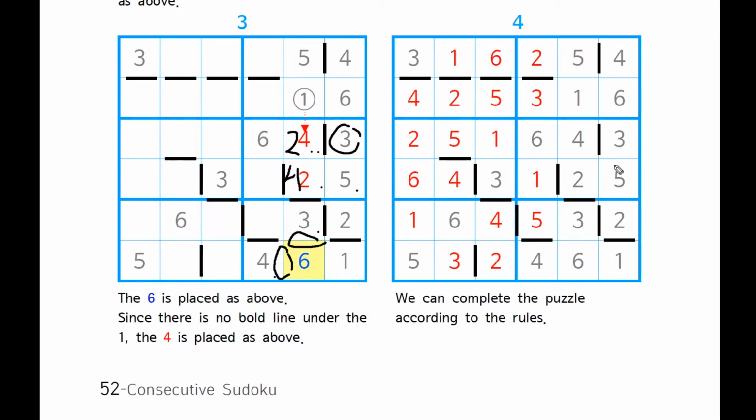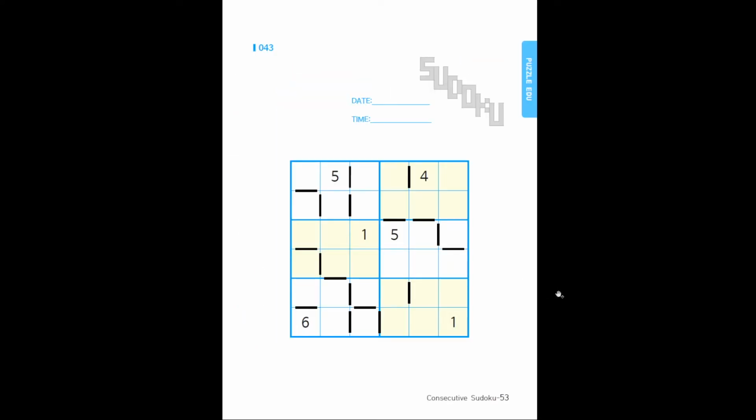So in this way, we can just keep going to fill in the rest of the puzzle. Now, hopefully you're starting to get the hang of the rules. Now I'll be solving workbook example 43 from the beginning. This is on page 53 of your workbook. If you haven't done so already, I encourage you to pause the video and try it yourself first, and then come back if you get stuck, or if you want to know how I solve these problems.